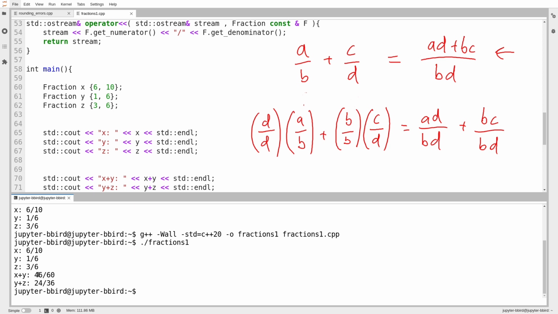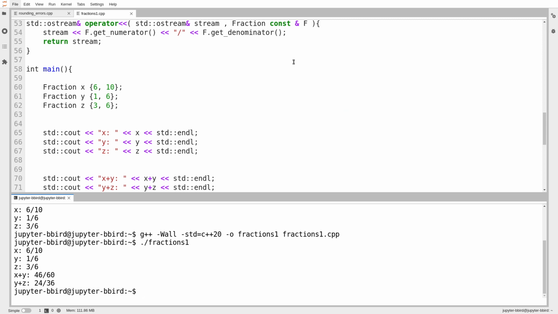All right, and so here, x plus y, 6 over 10 plus 1 over 6 is 46 over 60. And now I'll clear my derivation. Recall from what we talked about a minute ago, 6 over 10 plus 1 over 6 equals 36 over 60 plus 10 over 60, which equals 46 over 60. We'll talk in the next video about how to reduce fractions to lowest terms. That's a different question. And then y plus z, so 1 over 6 plus 3 over 6.